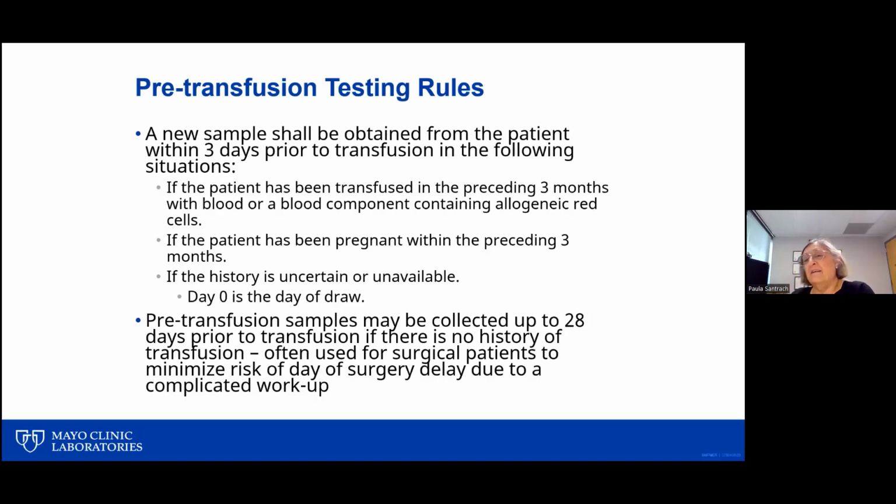So we have that 72-hour time frame so that we catch anything that might happen as a result of previous transfusion. The same is true for a woman who has been pregnant in the preceding 3 months. Her antibody may have gone to a level that's undetected, but again can come back with transfusion. And in certain circumstances, you can collect pre-transfusion samples up to 28 days prior to transfusion if there's no history of transfusion, and we use this often for surgical patients.